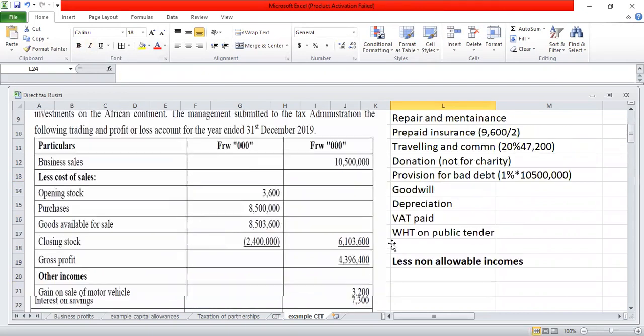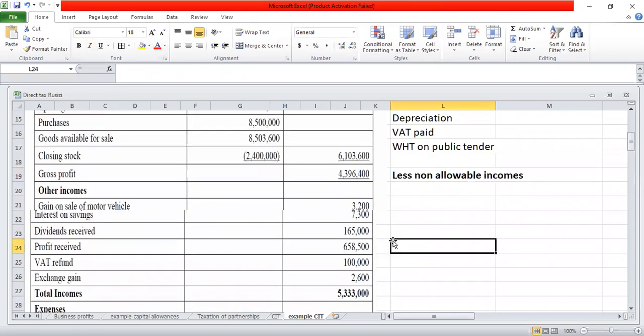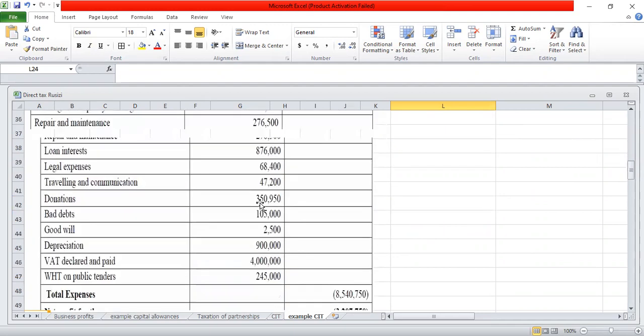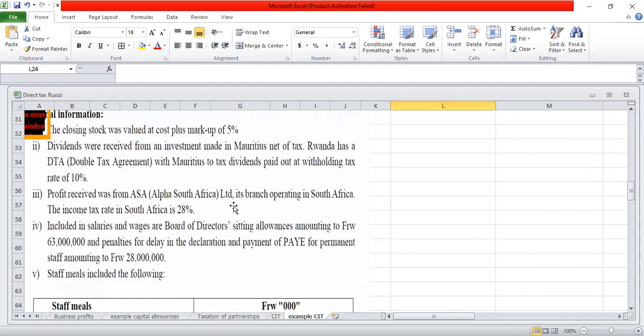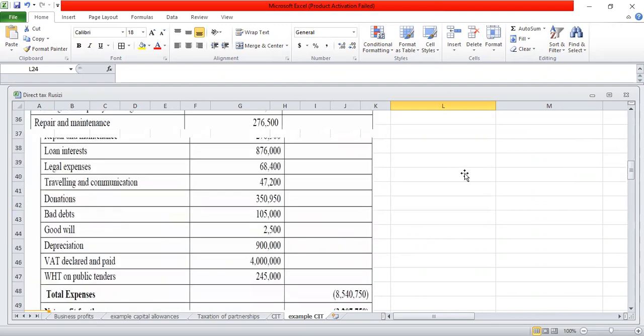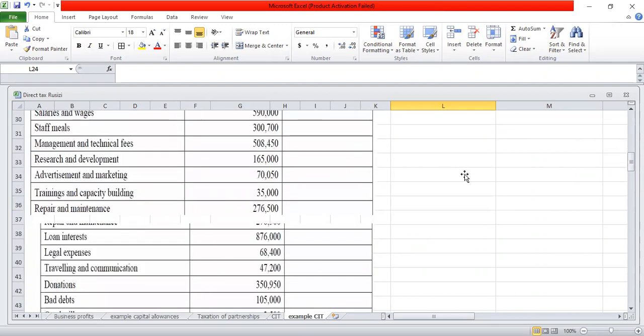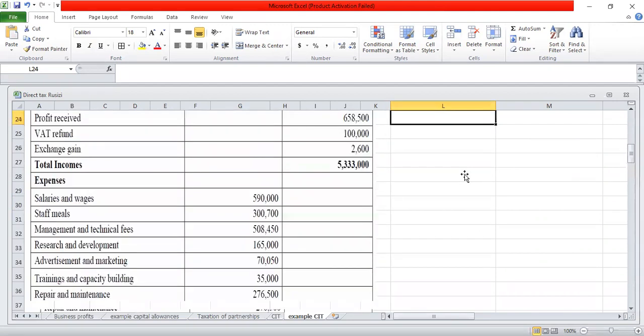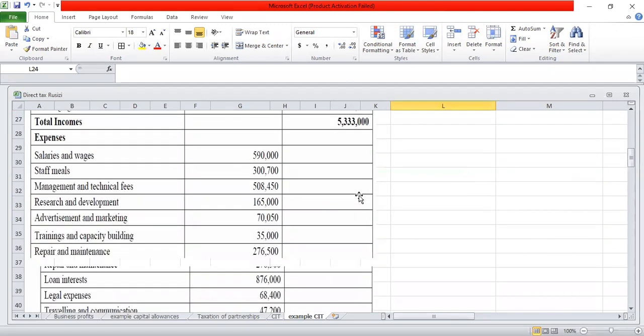We can now check our incomes. Other incomes, we have gain on sale of motor vehicle. It is allowed. Interest on saving, I don't know if it has a note. It has no note, but we are going to allow it, assuming that the company is making a fixed deposit, investing in a fixed deposit, that is going to be taxable.